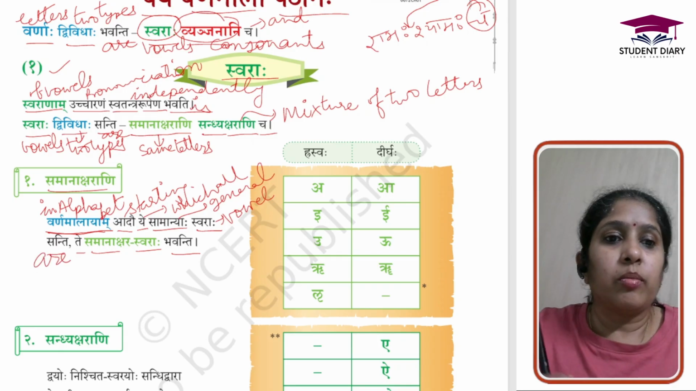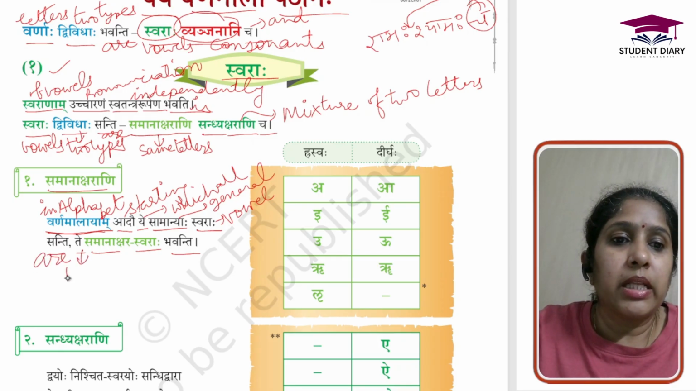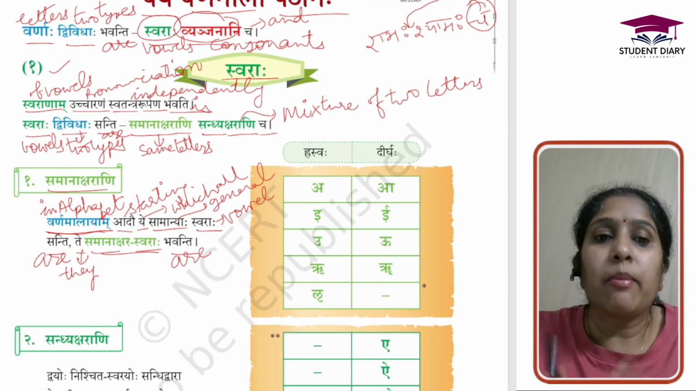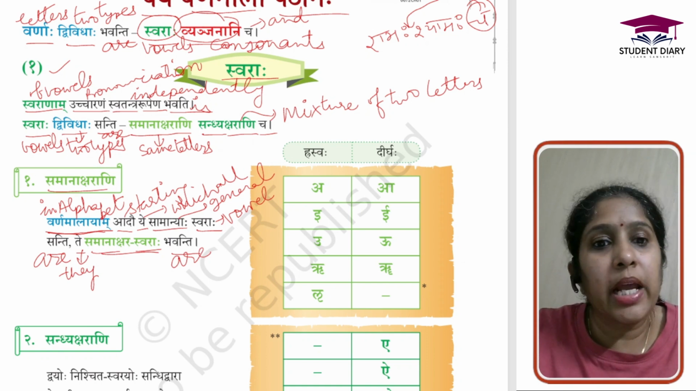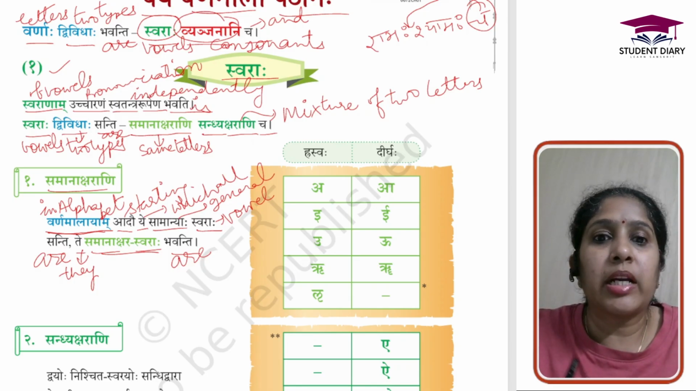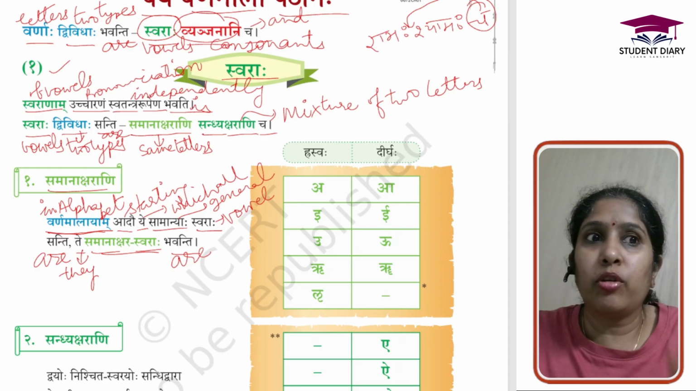Santi means are. Te means they. Saman akshar swara bhavanti means are. So, in the Varnmala, in the starting, the samanya vowels are called saman akshar swara. And the saman akshar swara, or any vowels, are of two types.